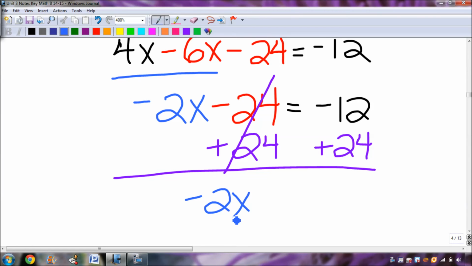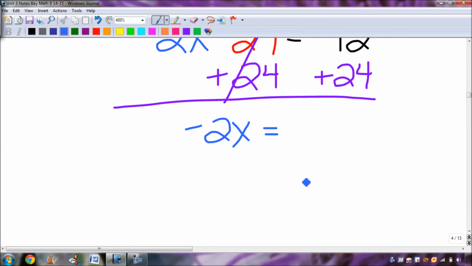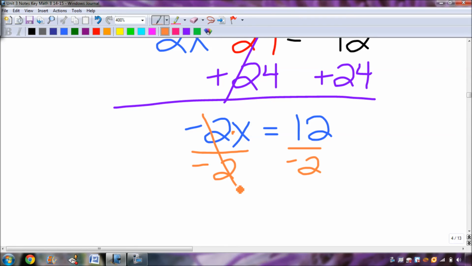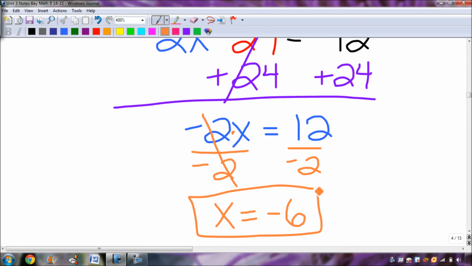And I get negative 2x equals, what's negative 12 plus 24? Hopefully you'll get 12, all right? Now I want to get rid of this negative 2 times this x. Well, the opposite of multiplication again is division. Divide both sides by negative 2. You end up getting x equals negative 6, okay?